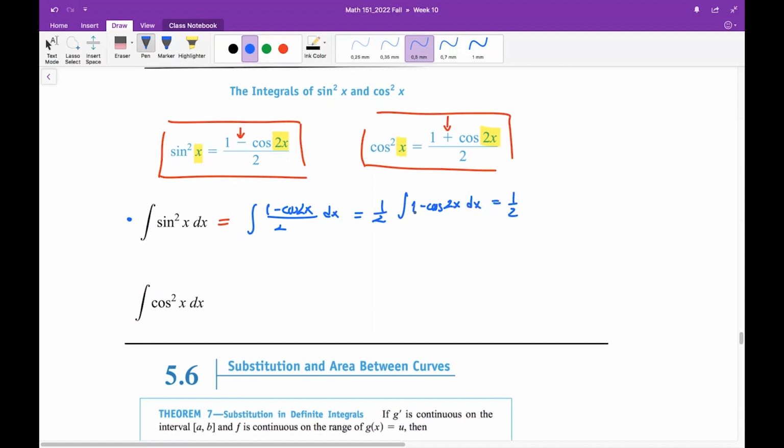What is the integral of 1 with respect to x? So it is just x. What is the integration of cosine 2x? So tell me a function whose derivative is cosine 2x. It is sine 2x over 2, right? And then you will put your arbitrary constant here.